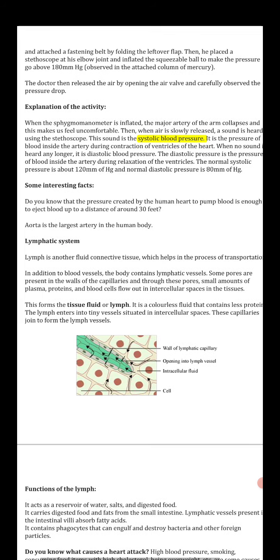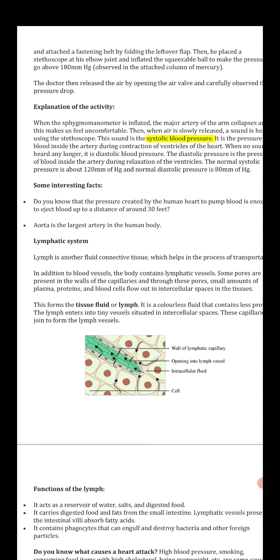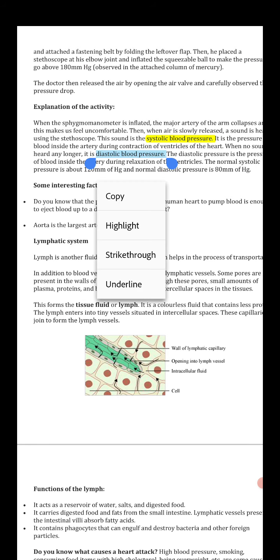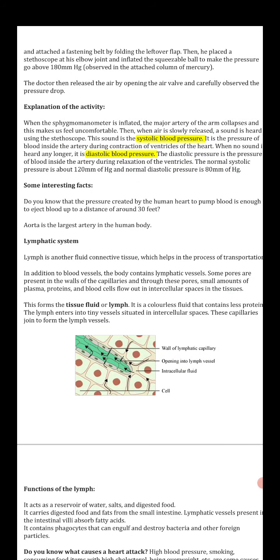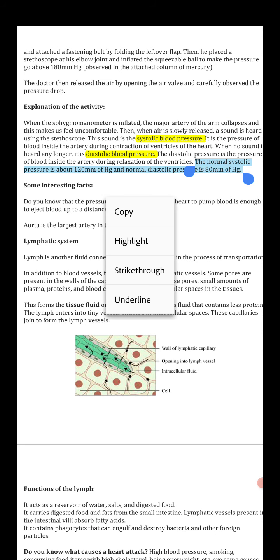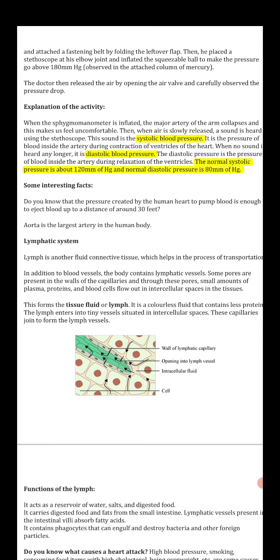When no sound is heard any longer, it's the diastolic blood pressure. The diastolic pressure is the pressure of the blood inside the artery during the relaxation of the ventricle. So always remember, the systolic blood pressure is when the ventricle contracts, and the diastolic blood pressure is when the ventricle relaxes. I am highlighting this portion because this is important. The normal systolic pressure is about 120 mm of Hg and the normal diastolic pressure is 80 mm of Hg. So our normal blood pressure is 120/80.